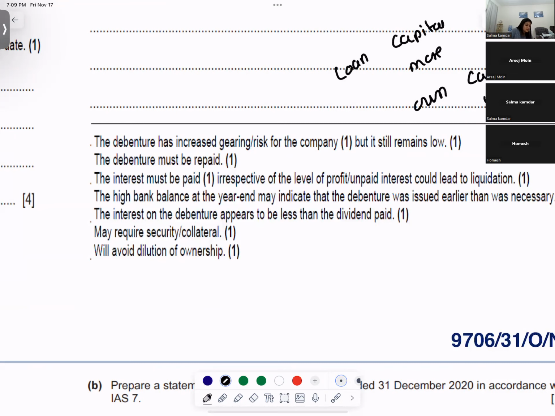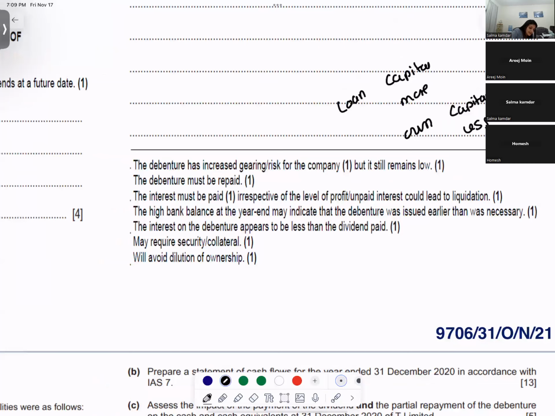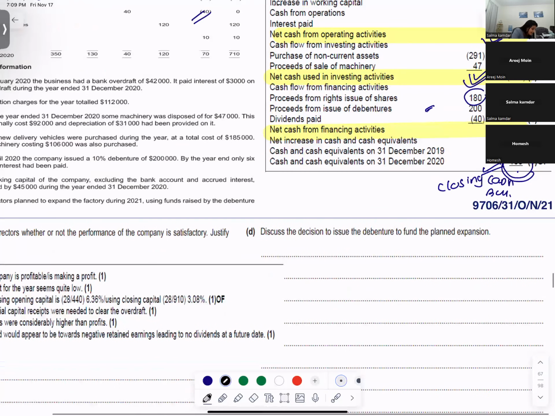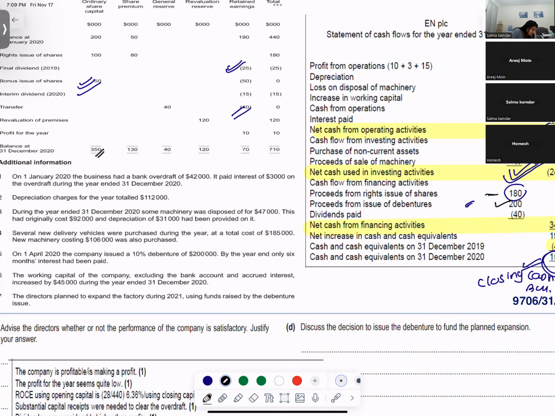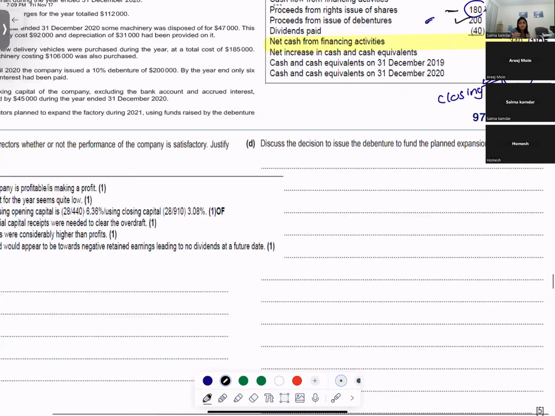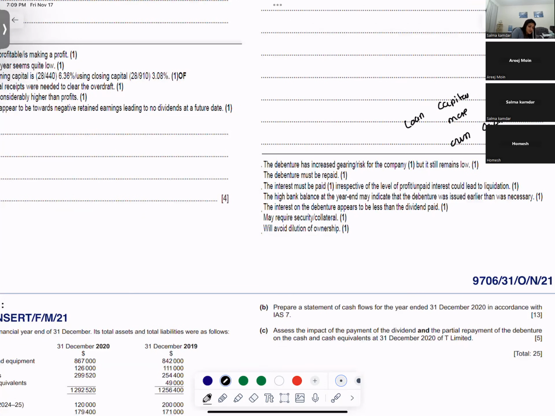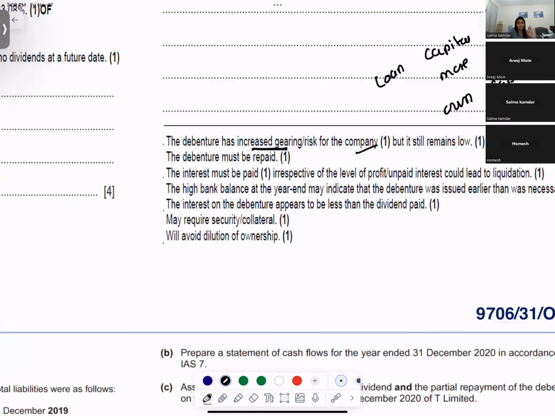Now, you have issued debentures of how much? 200. Can you see this? And how much is your own capital? Your own capital is 350. So you have debentures at more than half of your own capital. By issuing debentures, you've increased your gearing and increased the risk of the company, but it is still low. Why is it still low? Because your own capital is approximately 350 and your loan capital is 200.